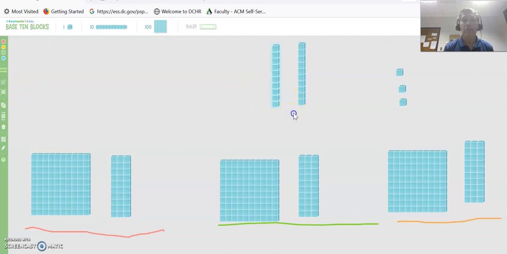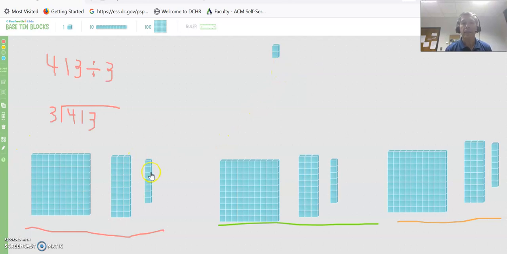And now I can start divvying up these single blocks. So now what I'm going to do is go around and give each person a single block until I use up all the single blocks, including these 3 here. So I'm going to go ahead and pause it while I move these single blocks over. Okay, so you can see I dragged 7 blocks to each one of the 3 groups, and I have 2 left over. So my answer to 413 divided by 3 is 137 with a remainder of 2.